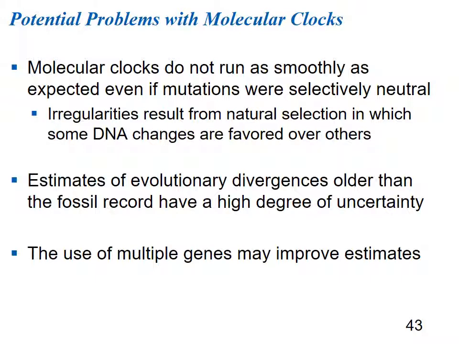So if you can't calibrate your clock, it doesn't matter. Like if your clock says it's noon and it's not really noon, that's a problem. So there are some problems with molecular clocks, but if we look at multiple genes, that can improve our estimates.